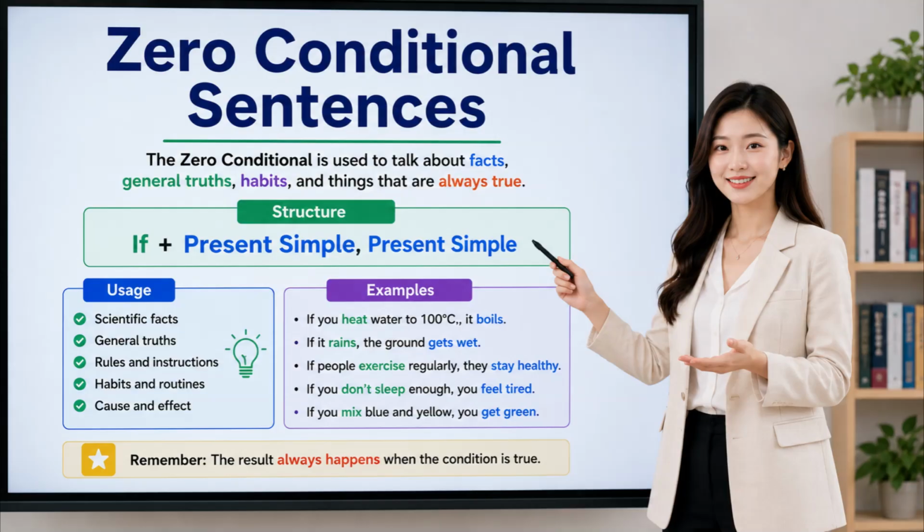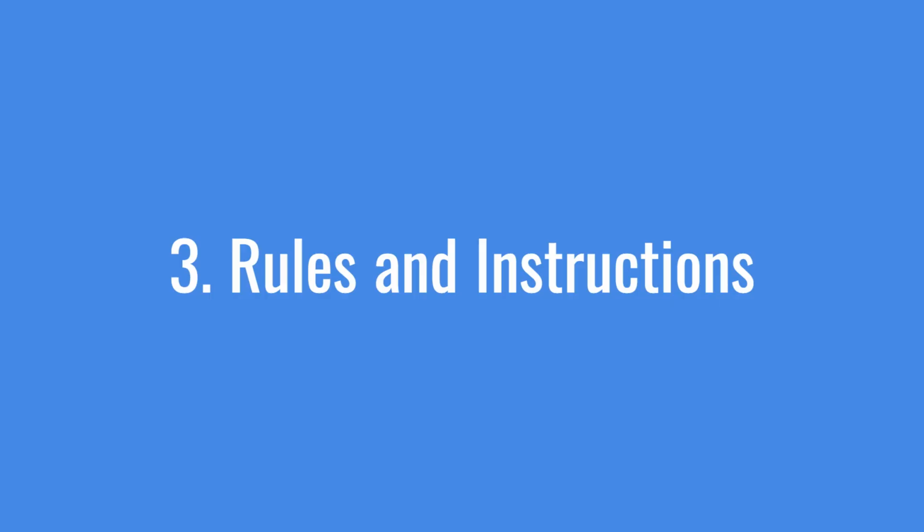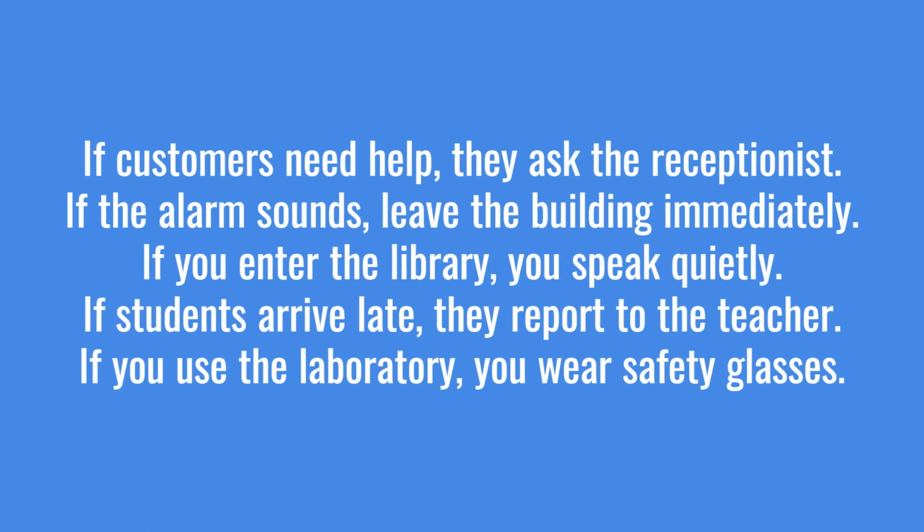3. Rules and instructions. The zero conditional is often used for rules and instructions. Examples: if customers need help, they ask the receptionist. If the alarm sounds, leave the building immediately. If you enter the library, you speak quietly. If students arrive late, they report to the teacher. If you use the laboratory, you wear safety glasses.